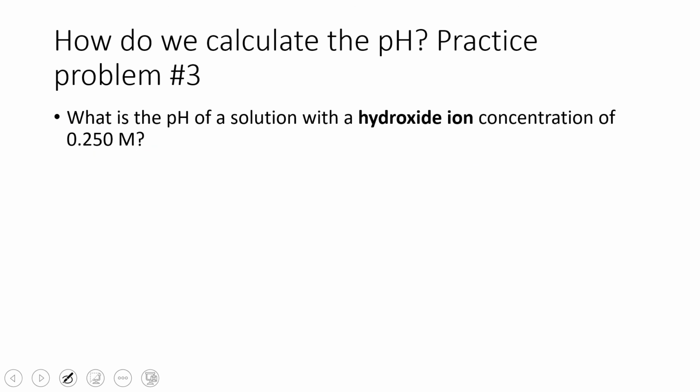Okay, so this one gets a little more complicated. This problem gives me the hydroxide ion, so I don't have my hydrogen ion concentration. I have my hydroxide, but we can still solve this. Instead of solving for pH, we're going to solve for pOH. Remember, that equation is the same: negative log of the concentration of OH. So just a couple of changes.